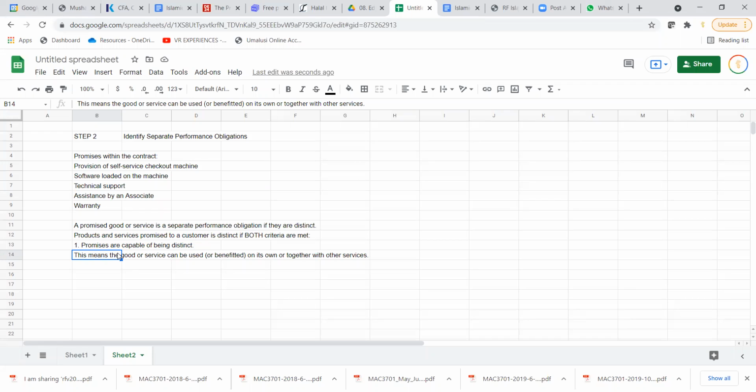Or I can simply buy the phone from Vodacom and then go to Cell C to buy data. You can see I can use the phone together with other services. I can use the service of MTN's network. I don't need Vodacom's minutes, data, and so forth. So as you can see, the phone is capable of being distinct, meaning I can use it on its own or with other services. Okay, do you get that? So same thing in this particular question.